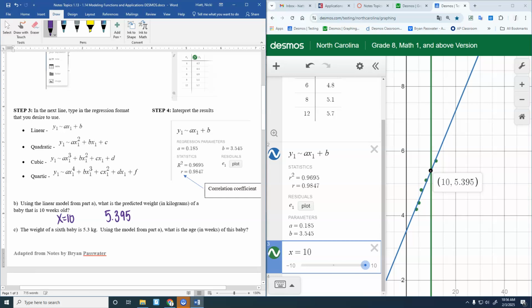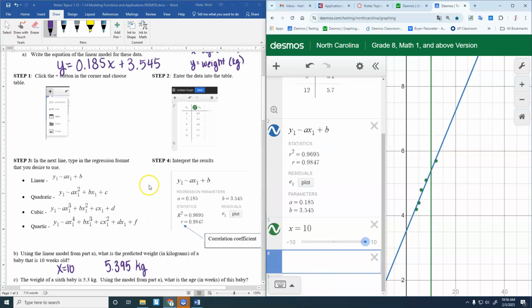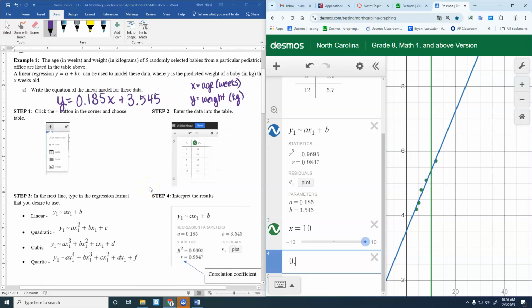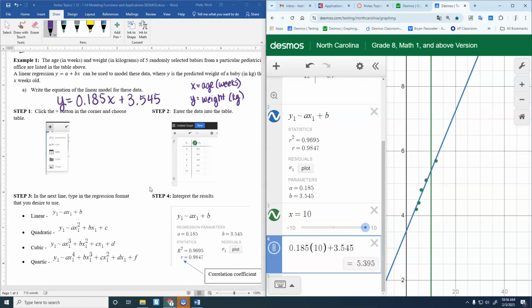And that is the weight, and it is in kilograms. That is the quickest way. Other options, if X is 10, you could just plug it into the equation. So you could do, what was the equation here? You could do 0.185 times 10 plus 3.545 gives you the same number there.